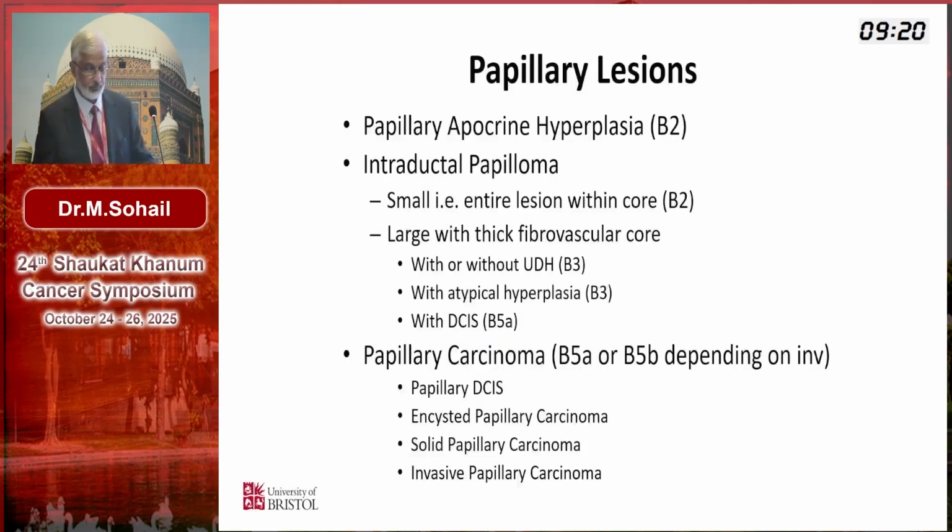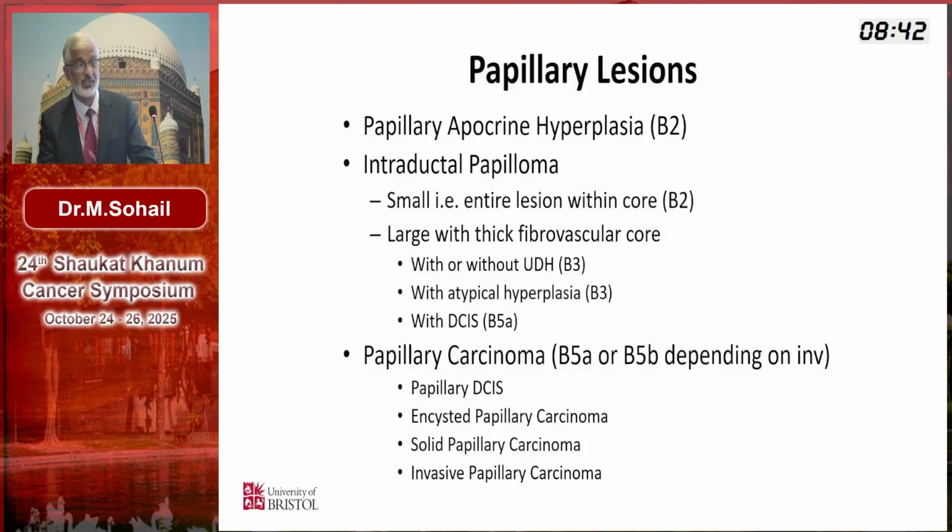Now coming to papillary lesion. As you know, papillary lesions have quite a few different subtypes. Some are basically, when we see papillary apocrine metaplasia, which is completely a benign lesion, and we call it B2. But when we see intraductal papilloma, and if this intraductal papilloma is entirely within a core, which is a small one within the width of the core, then you can safely call it B2 if there is no atypia there. But if it is a larger lesion, and only part of the papilloma you are seeing within the core, even with or without atypia, you call it B3.